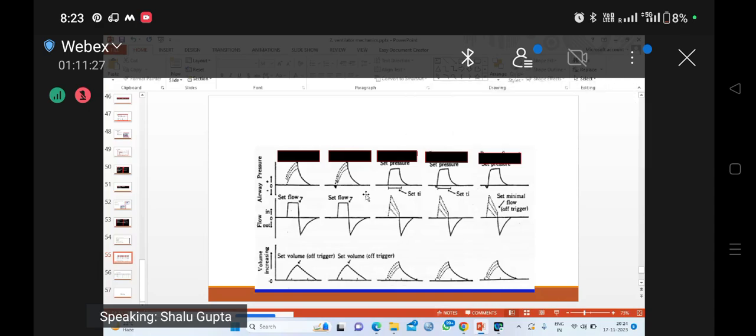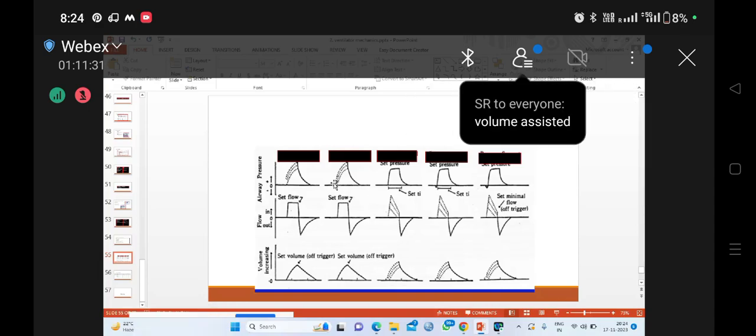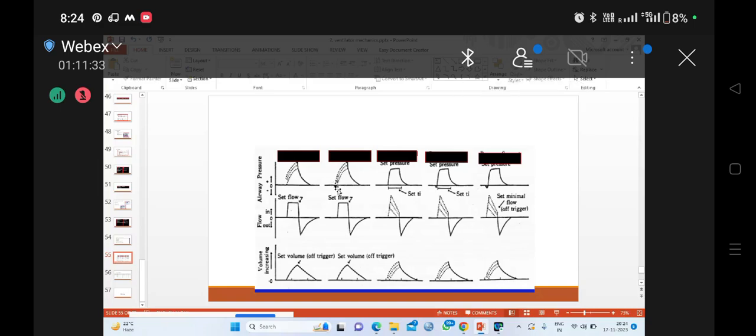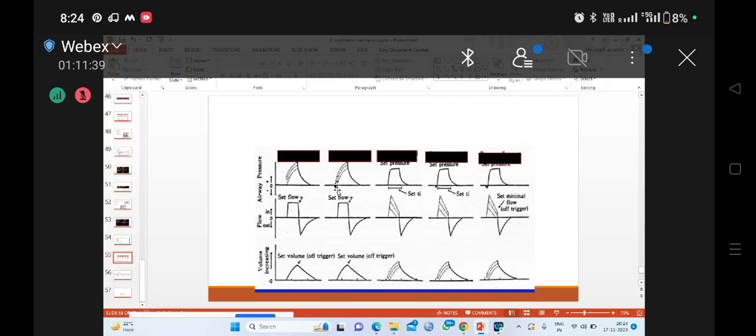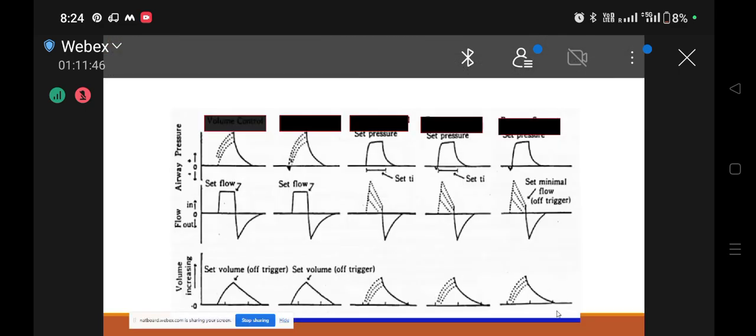So why do you say assist over here? See a small amount of deflection over here. Can you appreciate? There's a small amount of deflection. This is what the ventilator detects to provide assistance. So this, as many of you have rightly told, is a volume assist. First is volume control, and this is a volume assist. Now what is the third one? Can anybody tell?